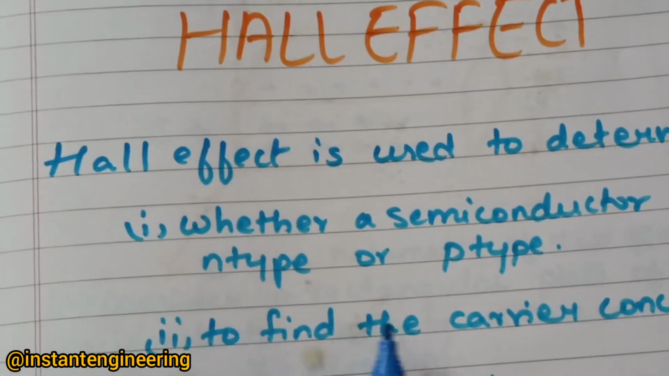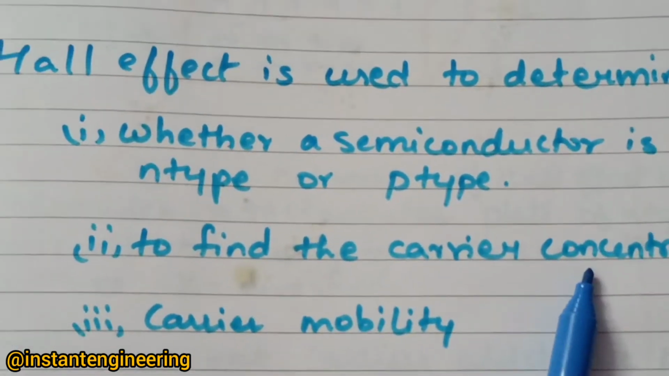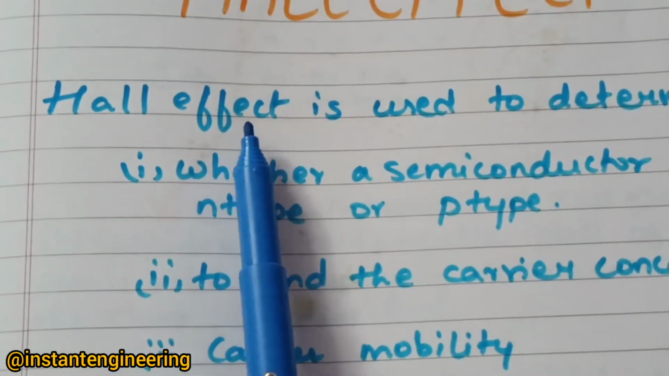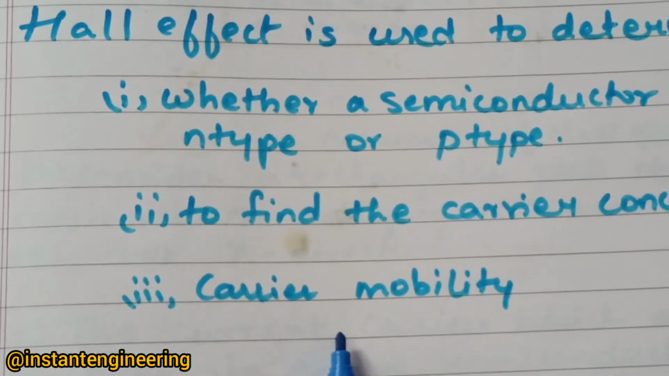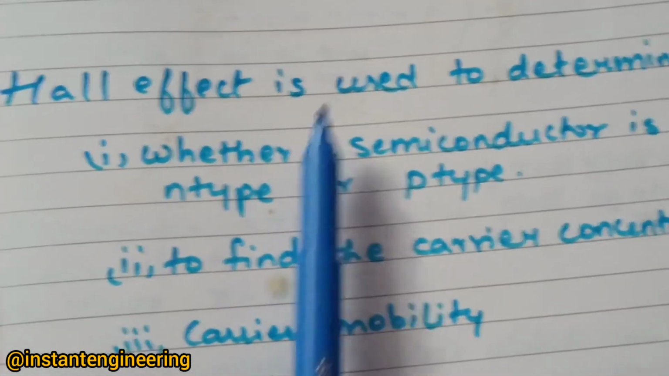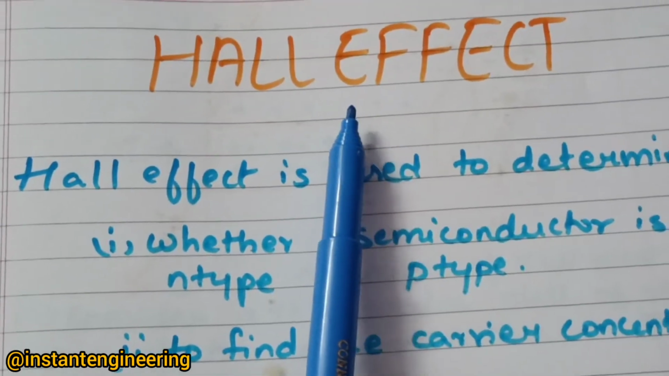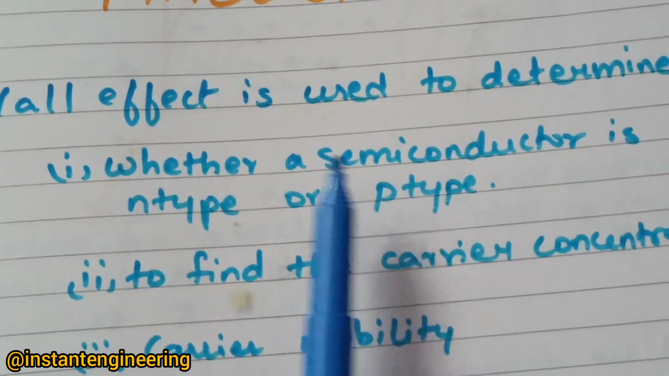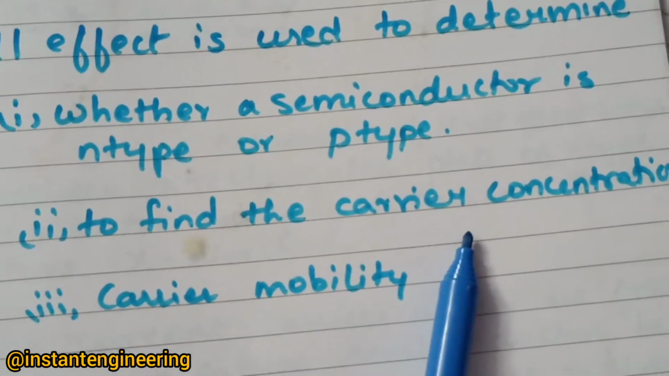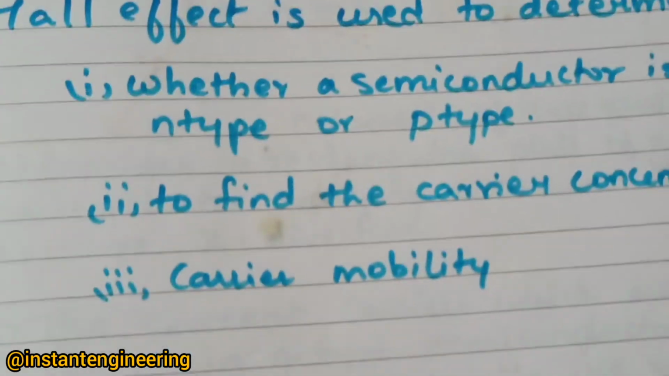Next is to find the carrier concentration, that means either electrons or holes. What are the majority carrier concentrations? We can know because of this Hall effect. Next, carrier mobility. How these electrons and holes move, everything we can learn from this Hall effect. Understood? So the uses of this Hall effect are, first, it is used to find whether it is N-type or P-type. Next, to find the carrier concentration, and next its mobility. Alright, I think this is clear now.